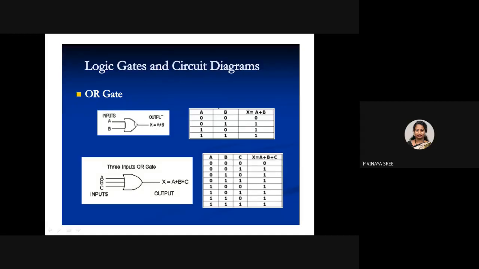Minutes, ma'am. This is your OR gate representation. So given an input, if any one combination is high, then the output will be high. And if all the inputs are low, then the output will be low.